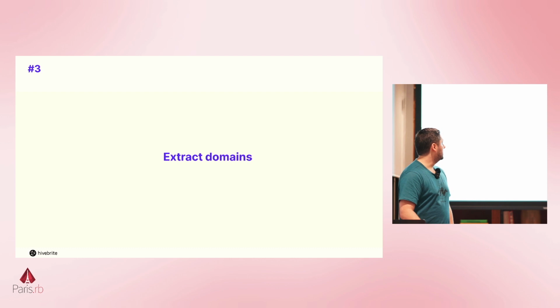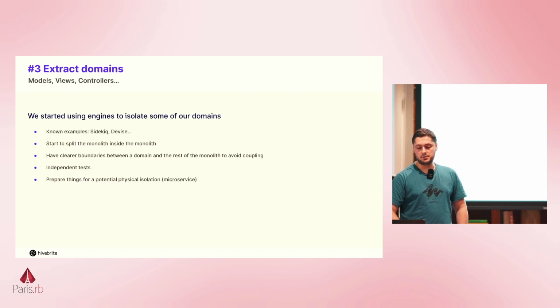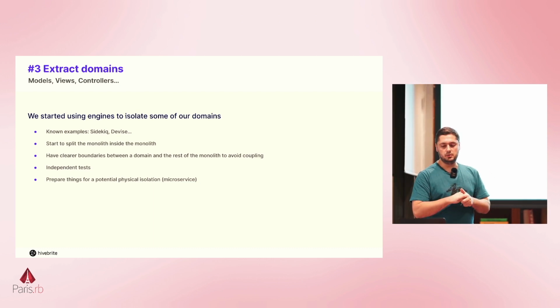Third strategy. So we've talked about gems a little bit at the beginning, but we also use engines. As you may already be using, there are a lot of well-known engines out there, like Sidekiq is a known one. Devise also. So it's a cool way to start splitting your monolith into isolated chunks, isolated domains, where you can have clear boundaries to avoid coupling between your different features and avoid spaghetti code basically.